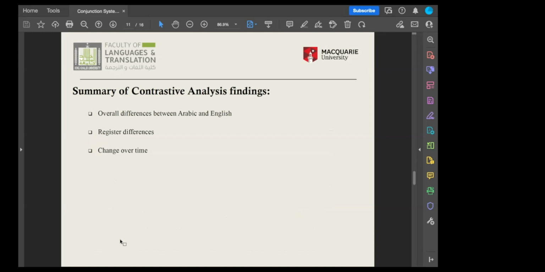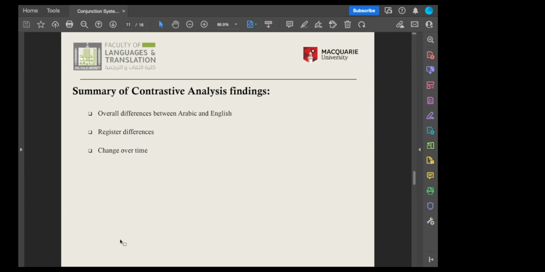A summary of the different analyses in contrastive analysis. For the overall differences between English and Arabic, across most of the analyses presented in this stage, the main effect of language, that means when we compare English and Arabic, is the strongest among all other effects, where connectives are overall more frequent in Arabic text than in English.